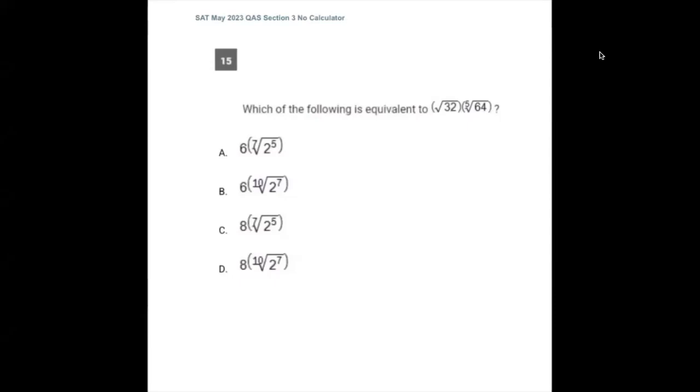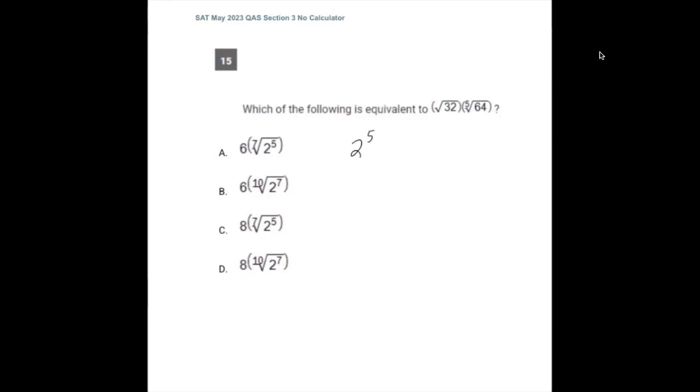This question from the May 2023 SAT is challenging if you don't know your powers of base 2, but it's rather simple if you do know your powers of base 2. So what we're going to do is go through and re-express these values as 2 raised to a power. So 32 is 2 to the 5th.